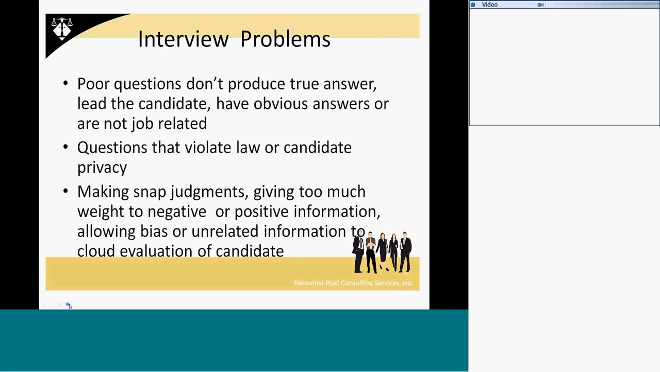Some problems you run into in interviews: poor questions don't produce the true answer. So if your question is ambiguous and there's 2 or 3 ways to potentially legitimately respond to it and they don't give you the one you were looking for, that's not necessarily predictive of the fact that they don't know the answer. It's just predictive of the fact that your question was unclear about what you were looking for.